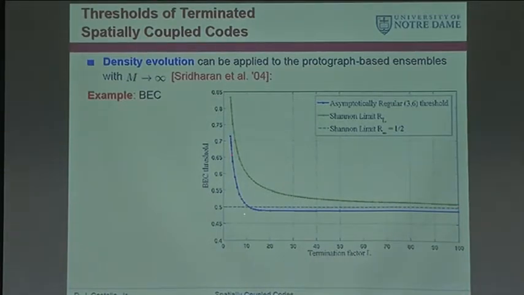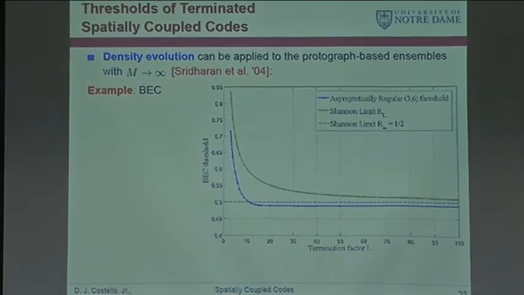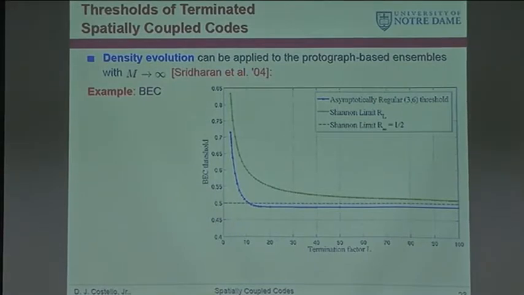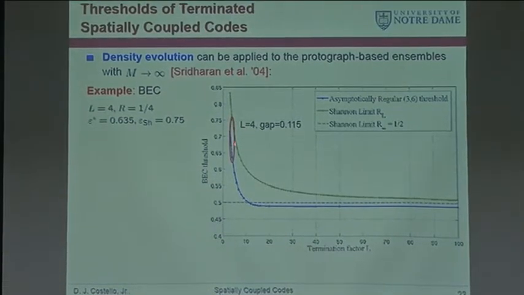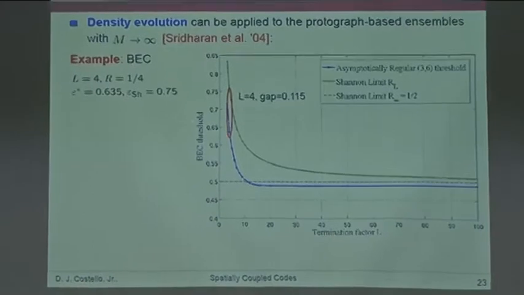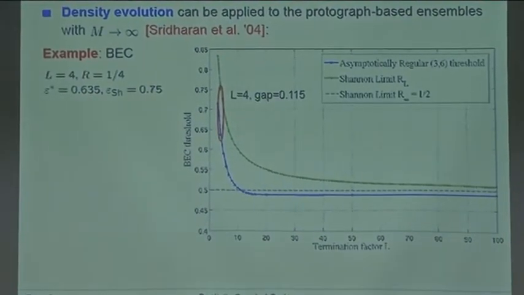And this curve is the BEC thresholds for this asymptotically regular 3/6 ensemble. For example, if L is equal to 4, remember that was with the rate all the way down to 1/4. The Shannon limit there is 3/4, and the threshold of this ensemble is 0.635. So it's not so close.